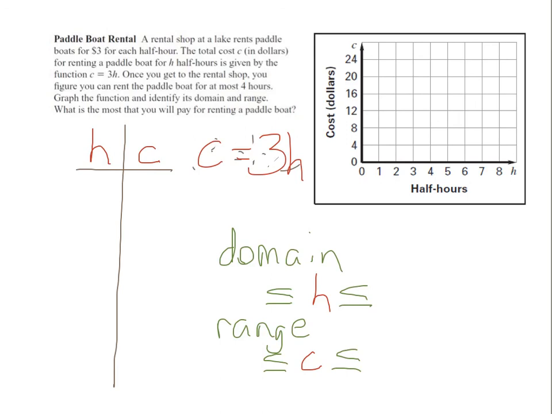And then, one more question. What is the most that you will pay for renting a paddle boat? Now, how can we figure that out based on this information here? Remember, you can rent a paddle boat for at most 4 hours. That's all the time you have. So what is the most that you will pay for renting a paddle boat, knowing full well that you can only have it for 4 hours? That's up to you to calculate.